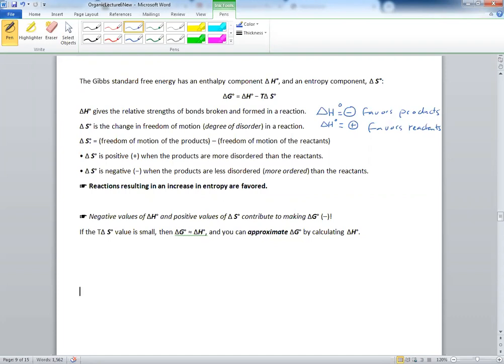So delta S, which is the entropy, is the freedom of motion of the products minus the freedom of motion of the reactants. So if delta S is positive, it means the products are more disordered than the reactants. If delta S is negative, it means the products are less disordered, more ordered than the reactants. And what we need is an increase; reactions resulting in an increase in entropy are favored.